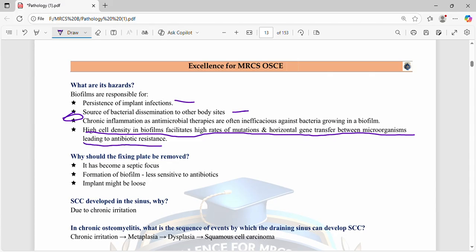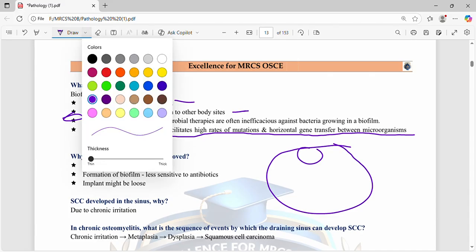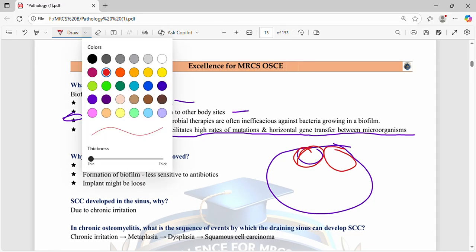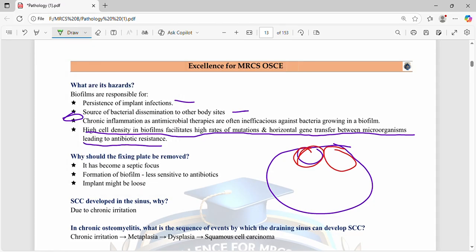Okay, so biofilm contains numerous bacteria attached to each other. The problem with these organisms is that they cause mutation and transfer their genes into one another, so they have a high rate of mutation and develop antibiotic resistance very early.